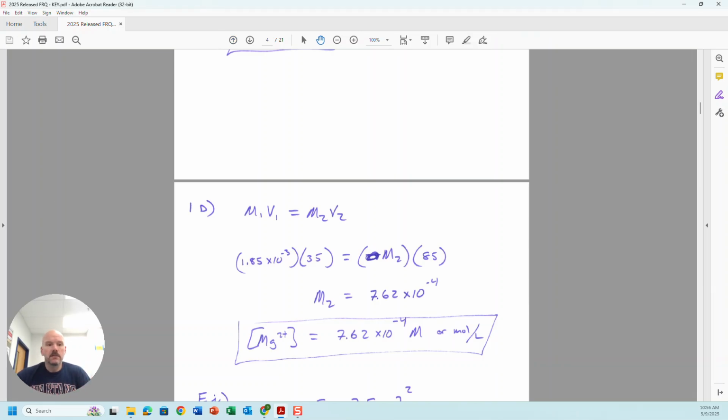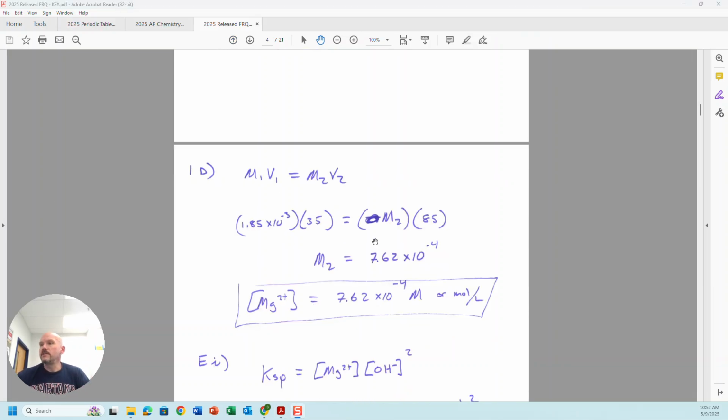All right, so we just do M1V1 equals M2V2. Again, our final volume was 85 milliliters. Remember, when you're doing this proportional equation, you can keep the volume in milliliters. You don't have to convert to liters, but you could have done 0.35 times the molarity initially to figure out how many moles of magnesium you had to start with, and then divide by 0.085 liters to get the new molarity. Same thing. All right, so the new molarity of magnesium after it's mixed is 7.62 times 10 to the negative 4.